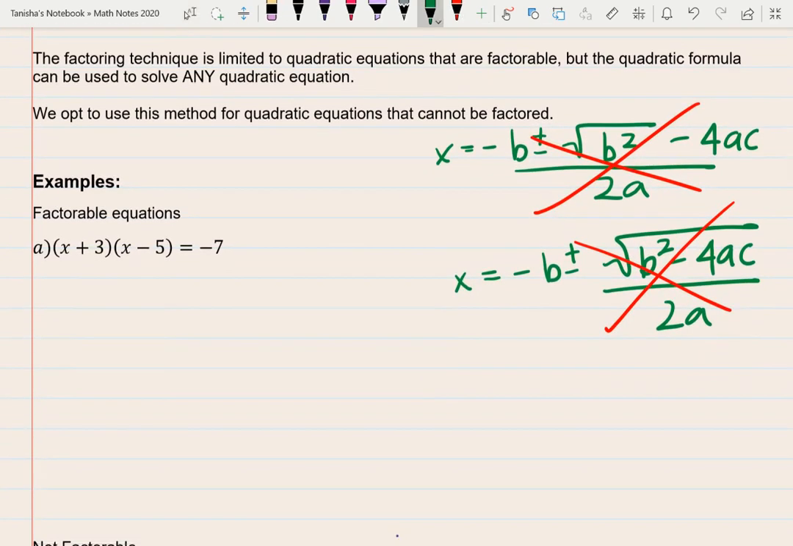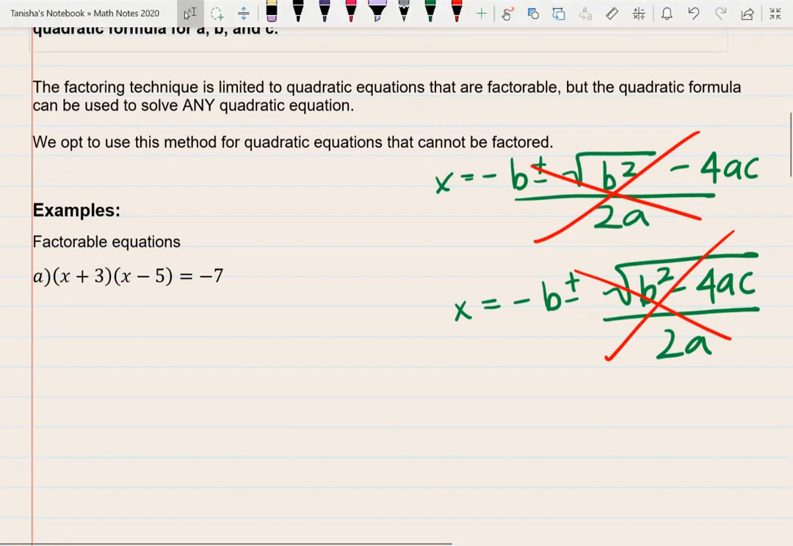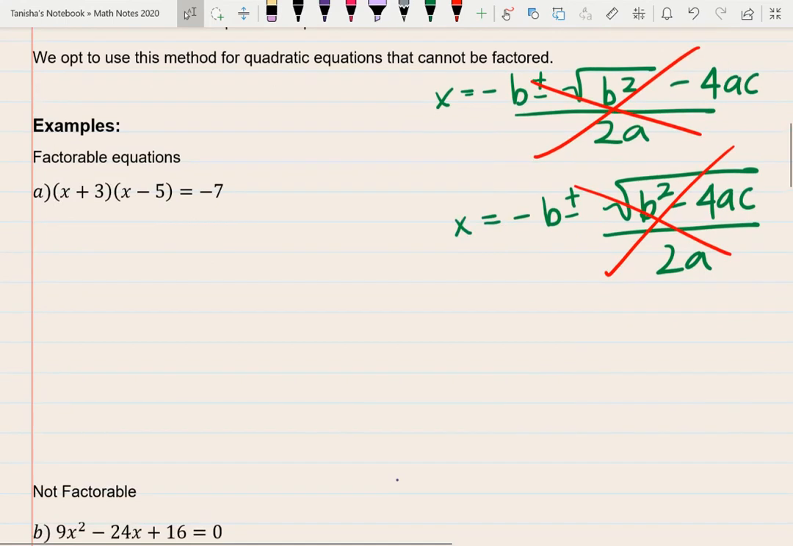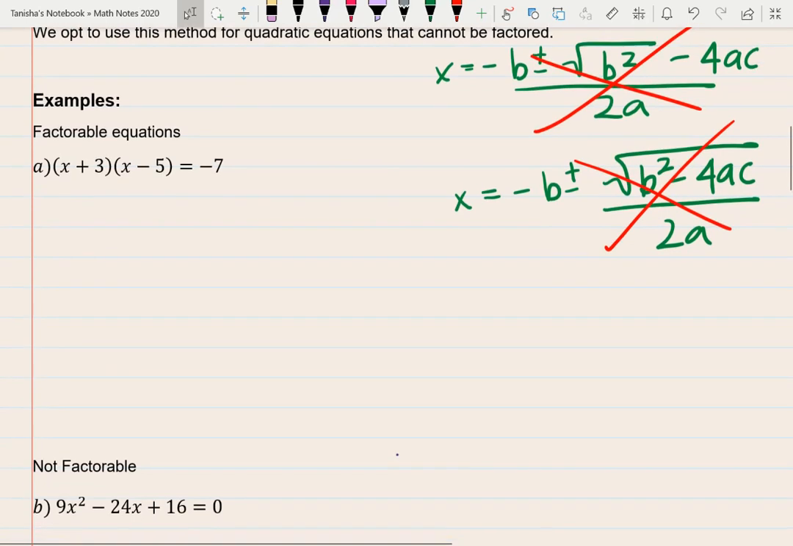Okay, so let's try an example. In order to use the quadratic formula to solve an equation, we need to write it in standard form. And this is the same as if we were using the factoring method. So the first equation here is given as factorable, but it's not written in standard form. And when we're solving these equations for both the factoring method and the quadratic formula method, your first step should be to expand, simplify, and write in standard form. Right? Same first step for both methods.